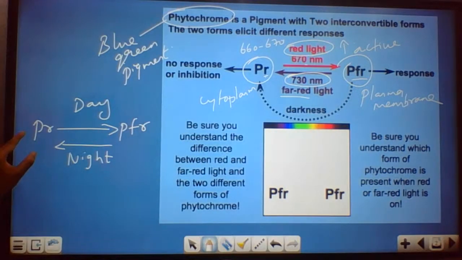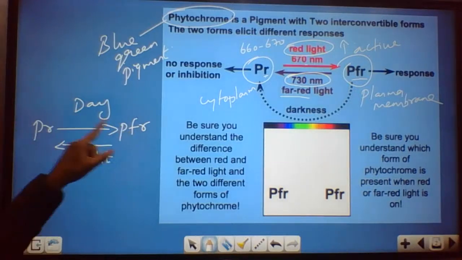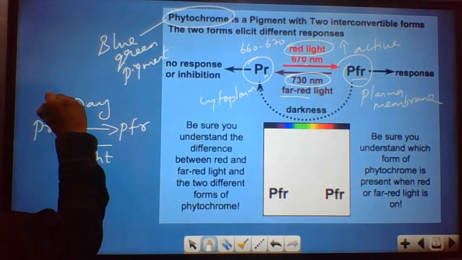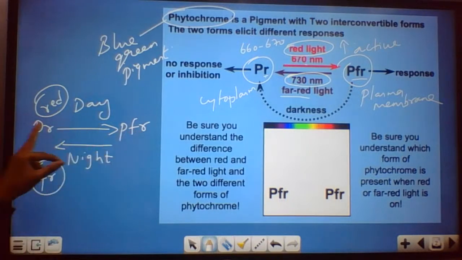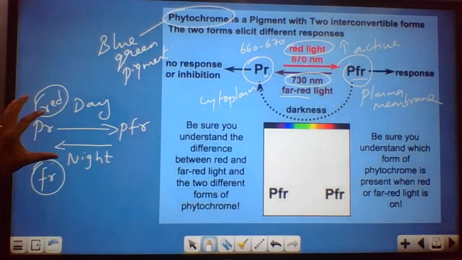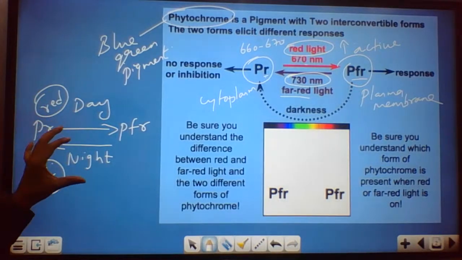In the daytime, PR gets converted, PR being for red light and PFR for far red. We call this FR; FR stands for far red. During darkness, PFR gets converted to PR. This concept is the perception of photoperiodism that you should understand.